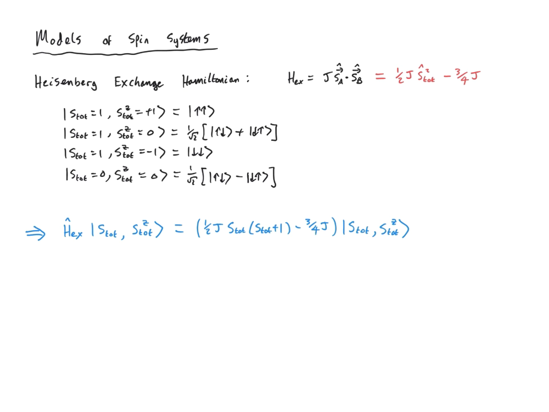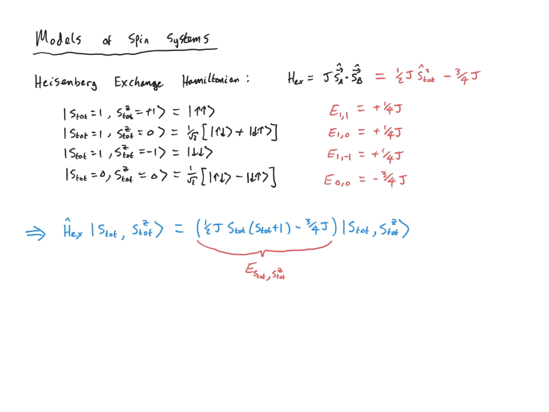Specifically, if our exchange Hamiltonian acts on a state with quantum numbers S total and S total z, then we know we will get this state back again, and therefore it is an eigenstate. The eigenvalue is 1/2 J times the eigenvalue of S total squared, which is S(S+1). Then we have this correction, minus 3/4 J. These states are therefore eigenstates of the Hamiltonian and solve the Schrödinger equation. The corresponding energies are precisely these numbers.